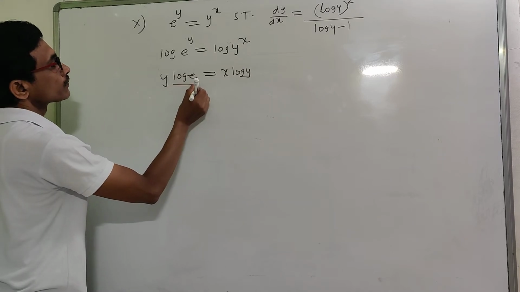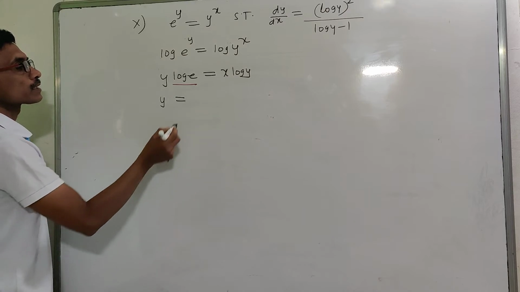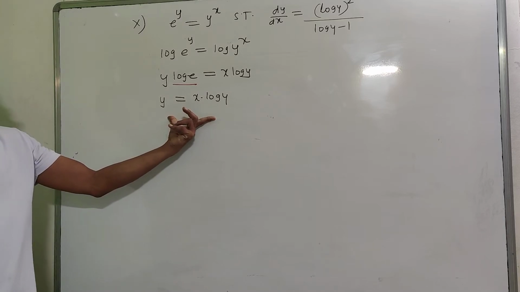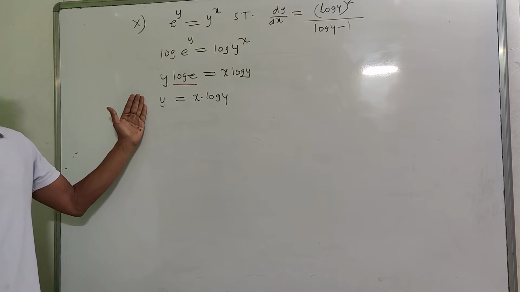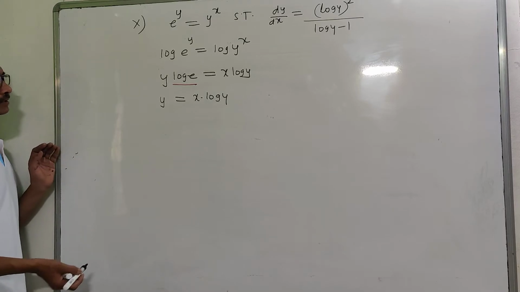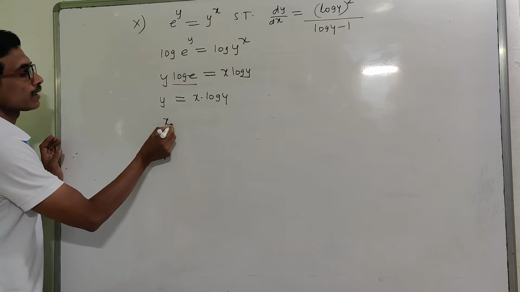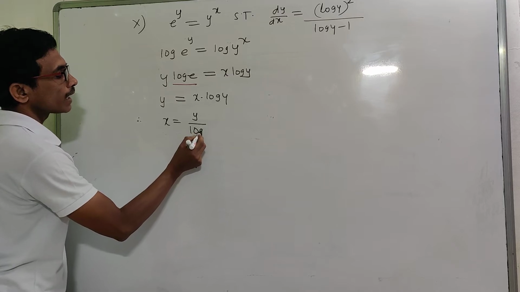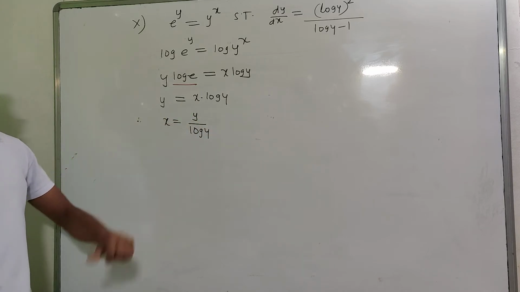But log e is equal to 1. So replace it by 1. y is equal to x into log of y. So students, see here, if we take log y in the denominator, we can express x as a function of y alone. That will become an explicit function. So x can be explicitly expressed as a function of y. So here x is equal to y upon log y. That means we can say x is an explicit function of y.